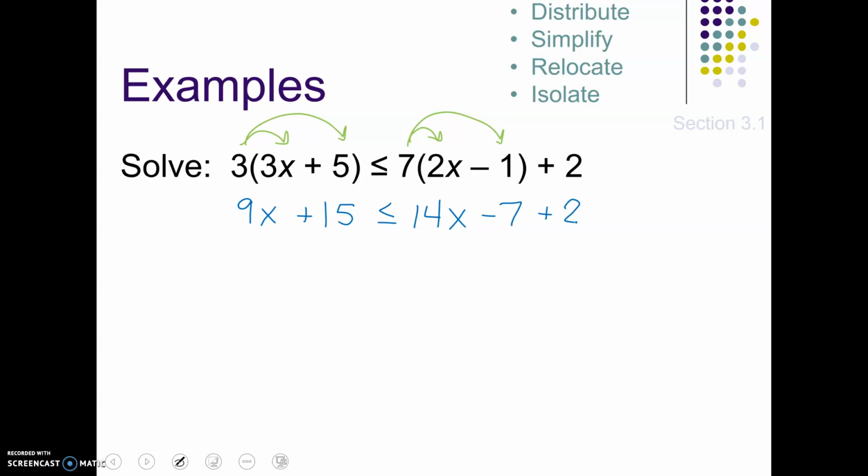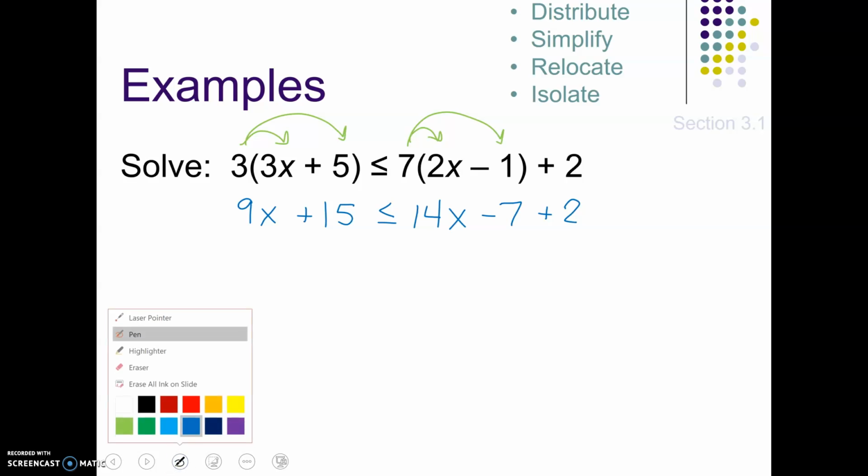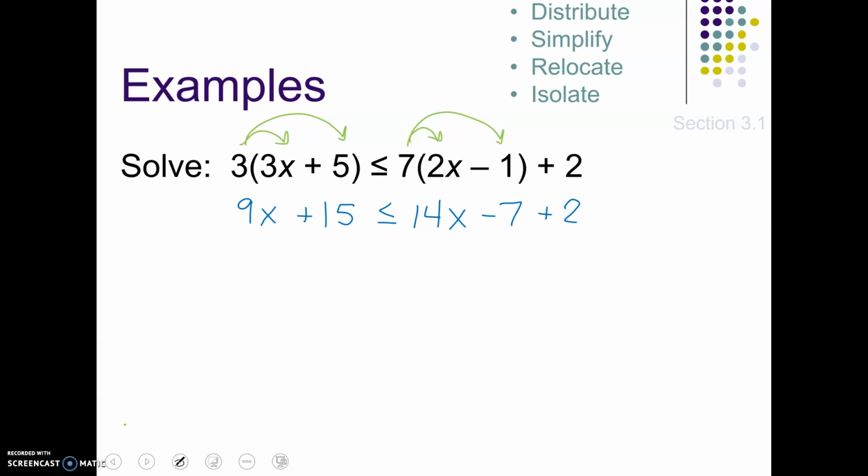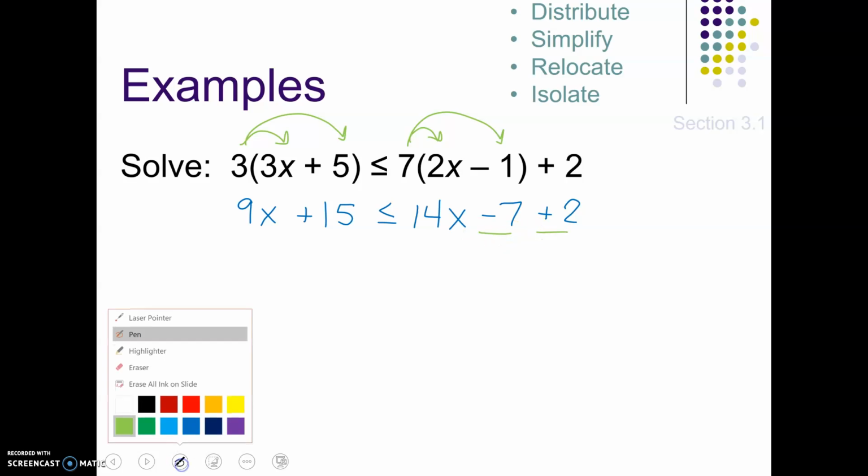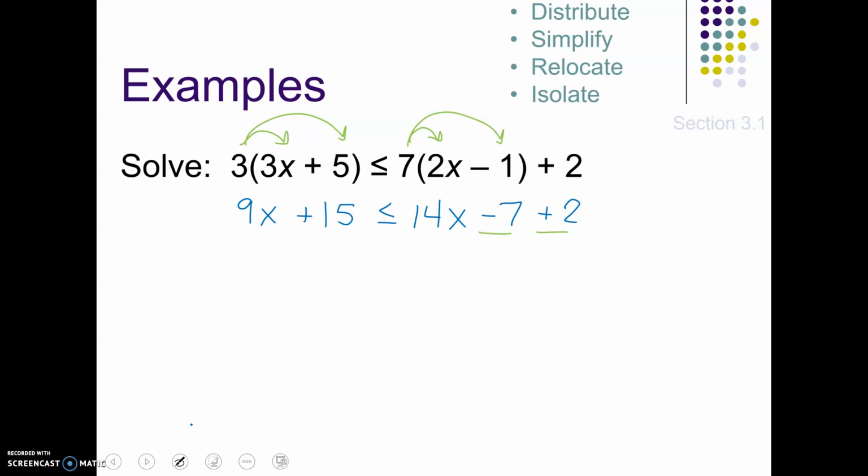So that's the distribution. Now I need to clean things up a bit. I'm going to simplify. And on the left, I have no like terms at all, but on the right, I see a negative 7 and a 2 that can join up. So on the left, let's leave it alone. Nothing to do there. On the right, we have the 14x, and then negative 7 plus 2 will give us a negative 5 combined.